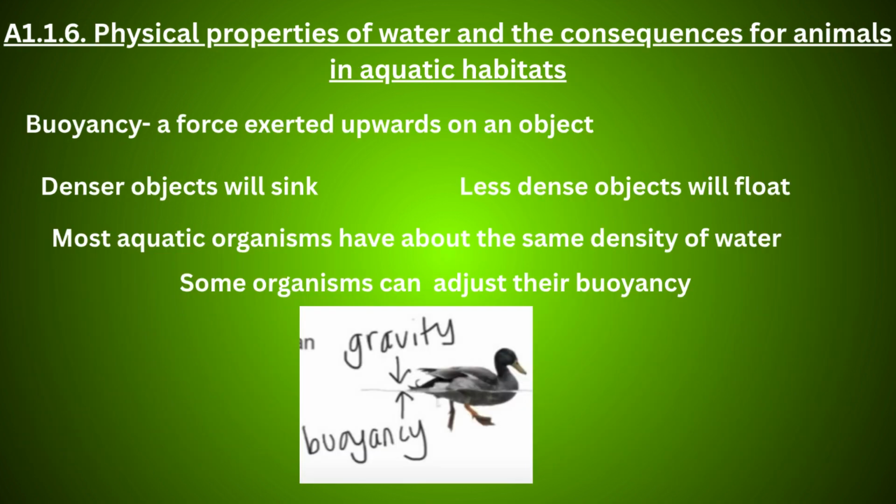Another important physical property of water is buoyancy. Gravity, or gravitational force, is going to be exerted downward. It is buoyancy that is the force moving in the upward direction, a force exerted upwards on an object by the water, and so it results in the right balance. This leads to objects or organisms being able to float.